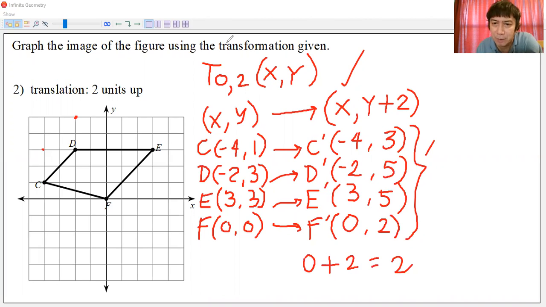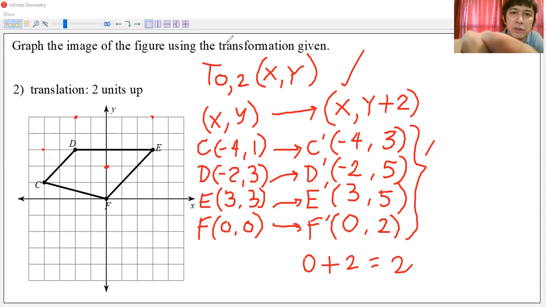Next point is E prime. That's in the first quadrant. They're both positive. So 3, 5. So 3 and then 5 upwards. That should be there. And then finally, F prime is 0, 2. So that will be 2 units above the origin. It must be somewhere here. All right, there. The 4 red points are on screen.